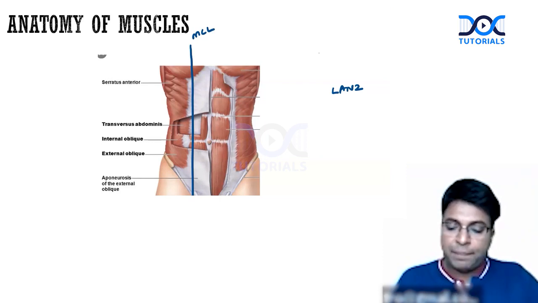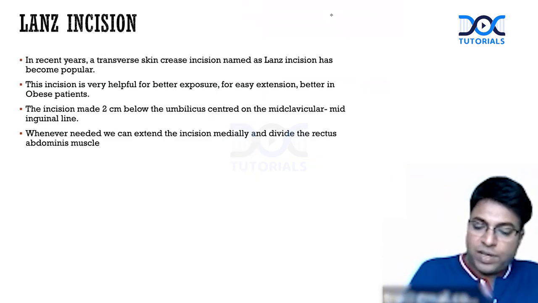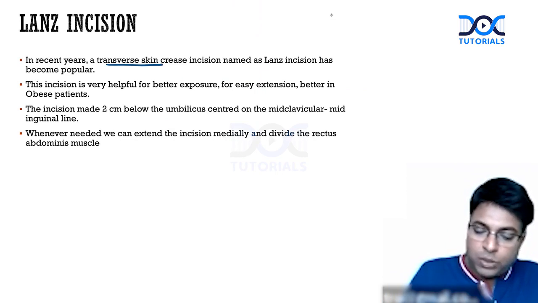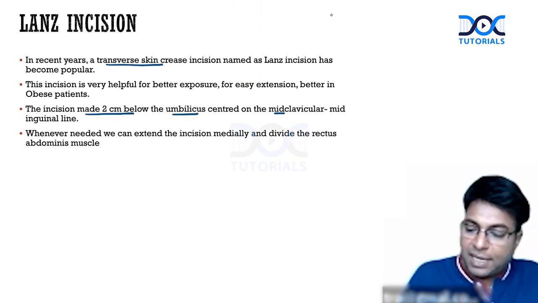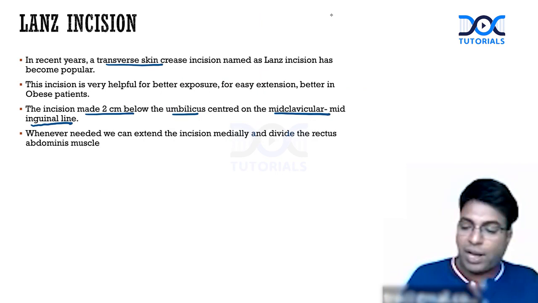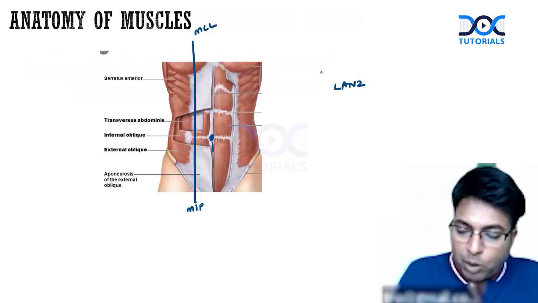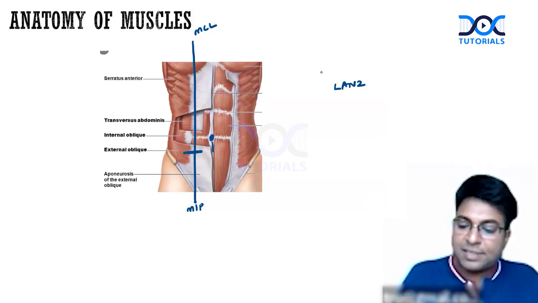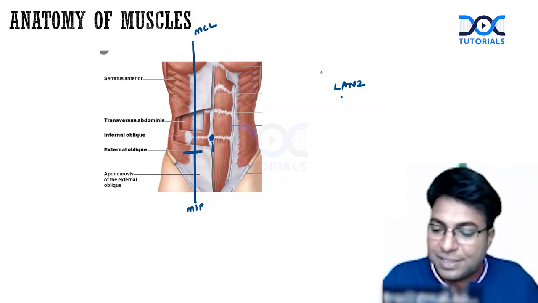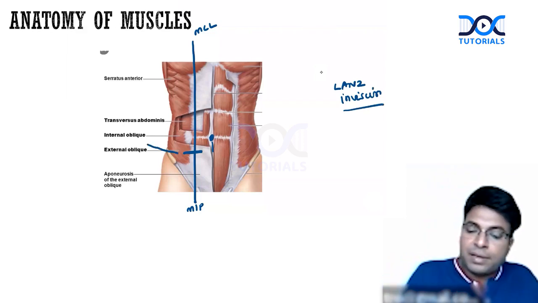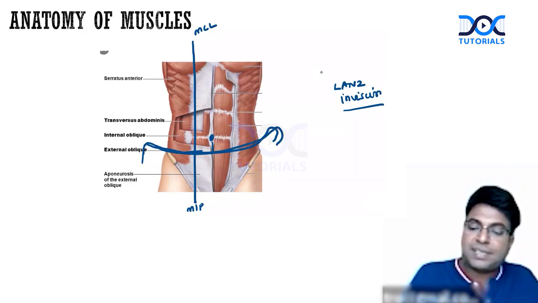So you draw a line, a transverse line is made, incision made 2 centimeters below the umbilicus, centered between the mid-clavicular and mid-inguinal line. So this is the point. So this is the umbilicus, 2 centimeters below, make a transverse line like this. This is a line known as Lane's incision, which is a skin crease incision, where the sari which the lady is going to wear is going to go along this line and it will not be seen at all outside.